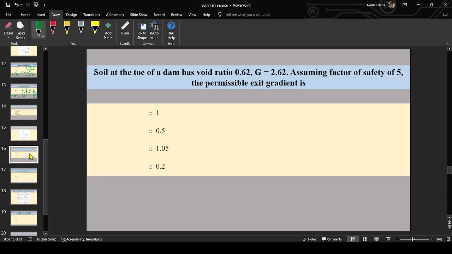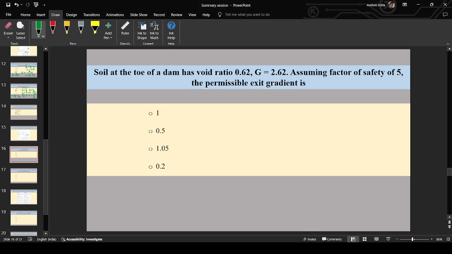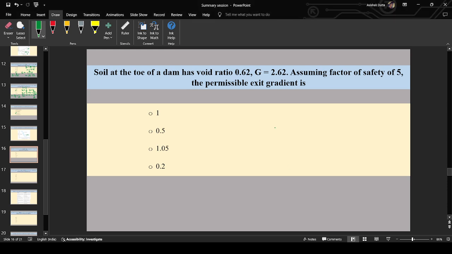Next question. Soil at the toe of a dam has a void ratio of 0.62 and specific gravity 2.62. Assuming a factor of safety of 5, the permissible exit gradient is.